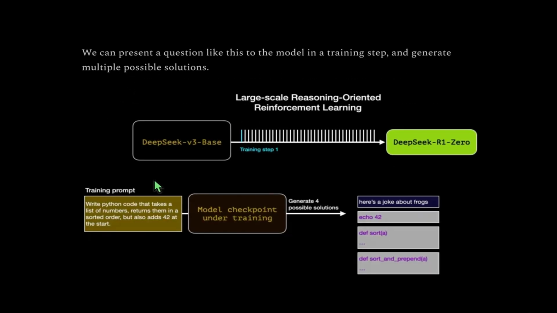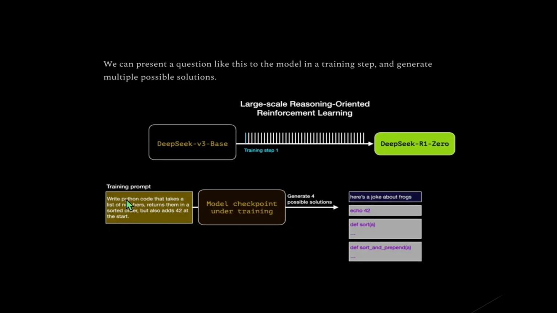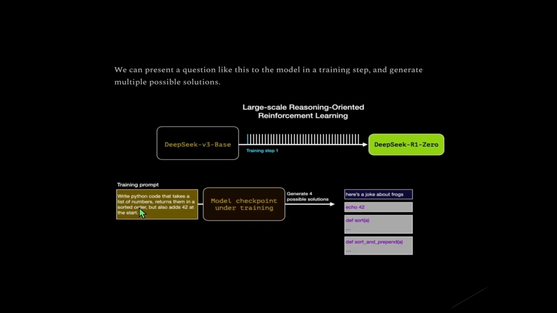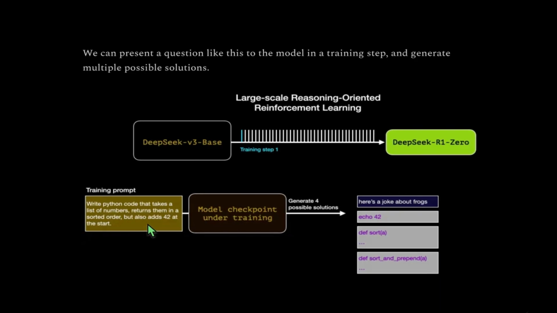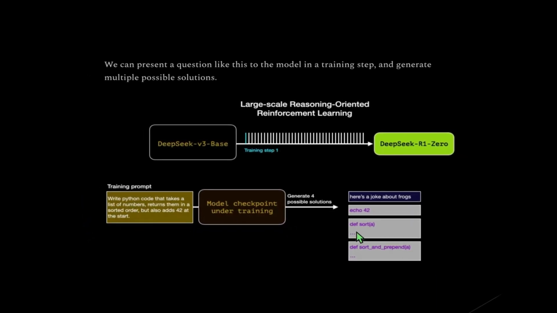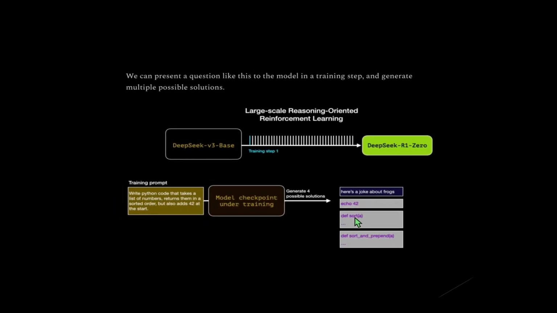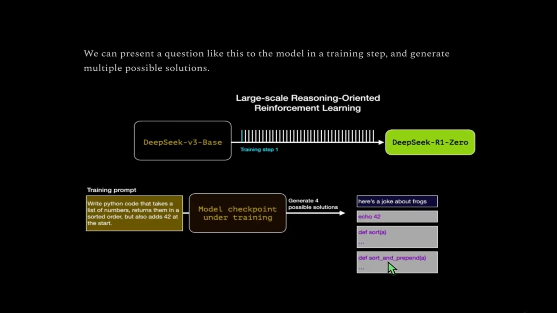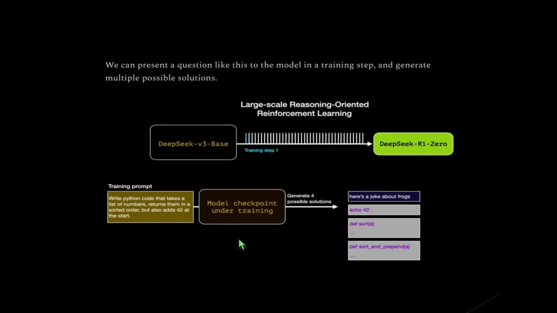The model could generate several responses. For example, one version might only sort the list, but forget to add 42. Another might add 42, but fail to sort the list correctly. A third might add 42 at the end instead of the start. Only the correct version, where the list is sorted and 42 is placed at the beginning, would pass the test case and earn a reward.